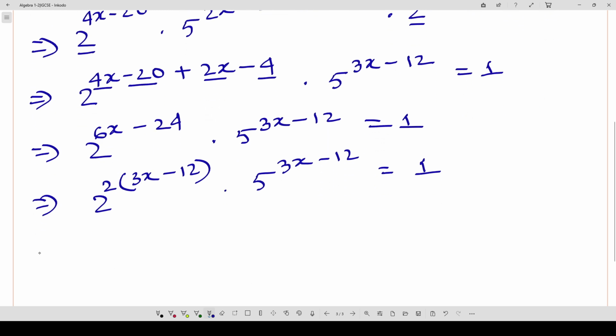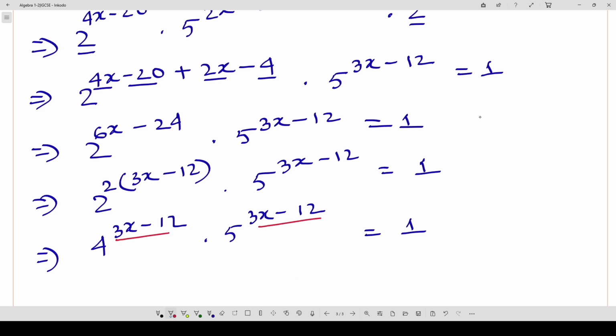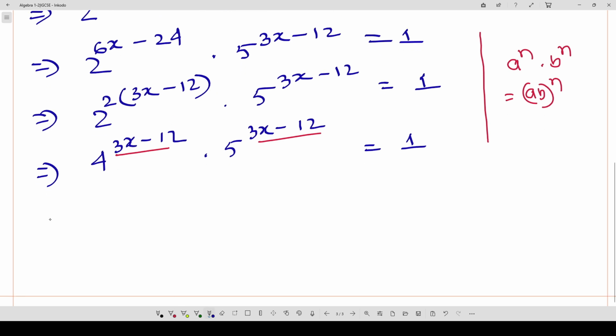Now look, 2 squared is 4. So here is 4 to the power 3x minus 12 times 5 to the power 3x minus 12 equals 1. Now look, the powers are the same. In this case, a to the power n times b to the power n, the powers are the same, in multiplication we can write ab to the power n, right? So we can write 4 times 5 to the power 3x minus 12 equals 1.